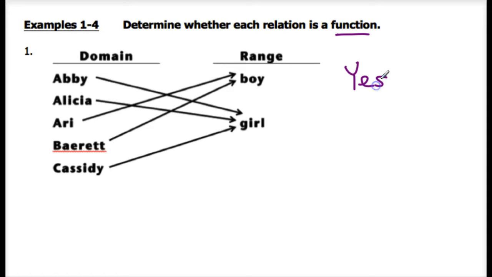This one is a function, and that's because every single domain value only corresponds to one range value. Abby is only a girl, Alicia is only a girl, Ari is only a boy, Barrett is only a boy, Cassidy is only a girl. So because all of these x values only go to one y value, this is a function.